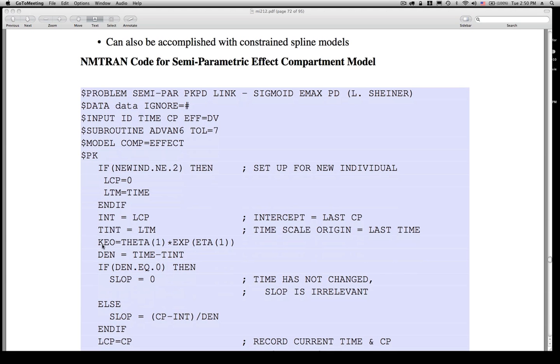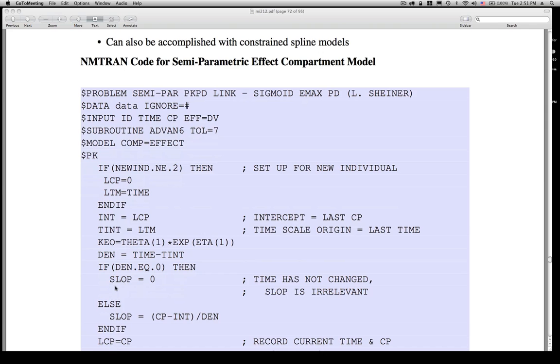We're also going to find a KE0 here. That's not relevant to the interpolation. That's just for the pharmacodynamic model. And then we're going to calculate a slope and an intercept for each time point. So we've calculated the intercept. The slope then is going to be the change in concentration over the change in time. So the denominator of that relationship is time minus t int. So the current time minus the intercept time. Okay? That's the delta time.